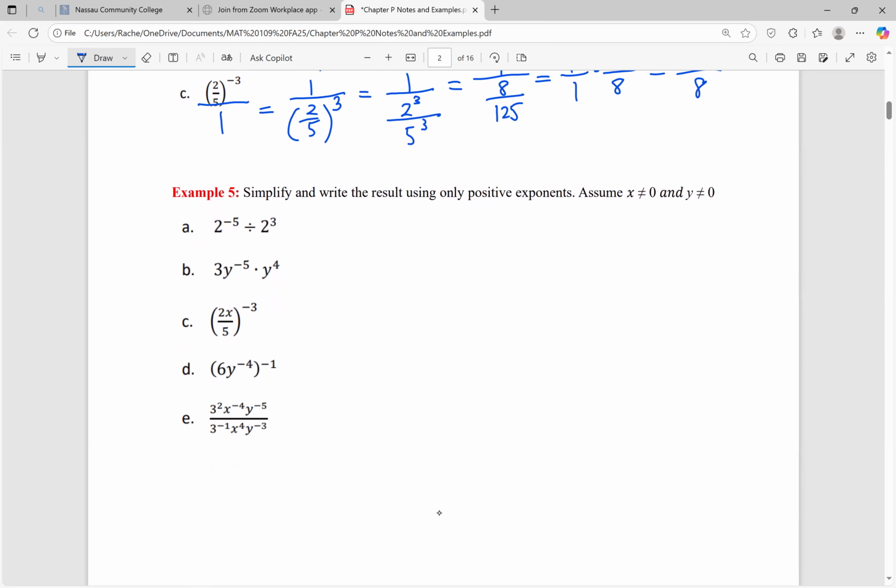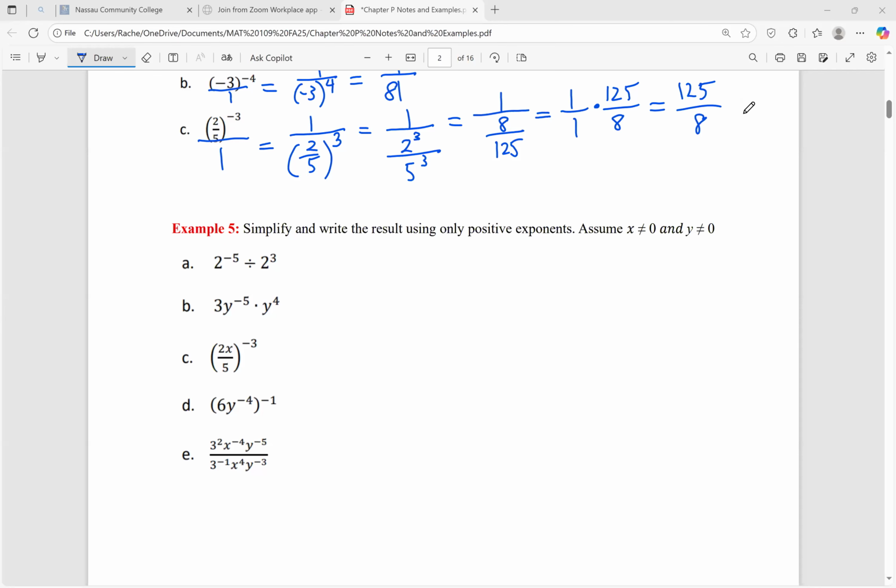So now let's look at example 5. We want to simplify and write the result using only positive exponents. So in A, I have 2 to the -5th divided by 2 to the 3rd. So let's rewrite this division symbol using our fraction symbol, right? So this is the same thing as 2 to the negative fifth divided by 2 to the third.